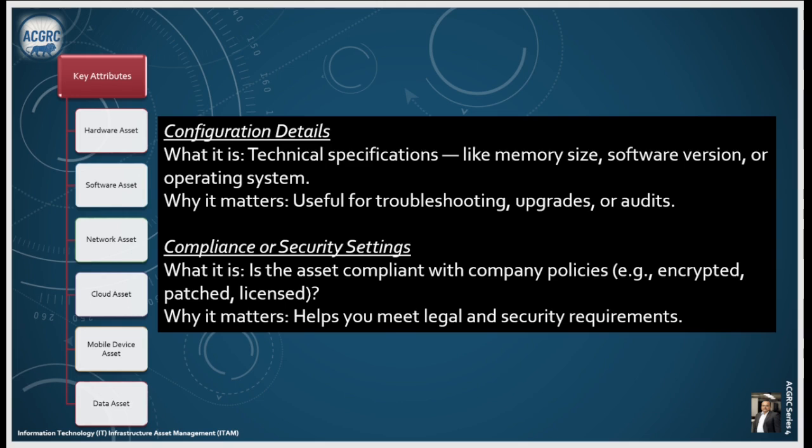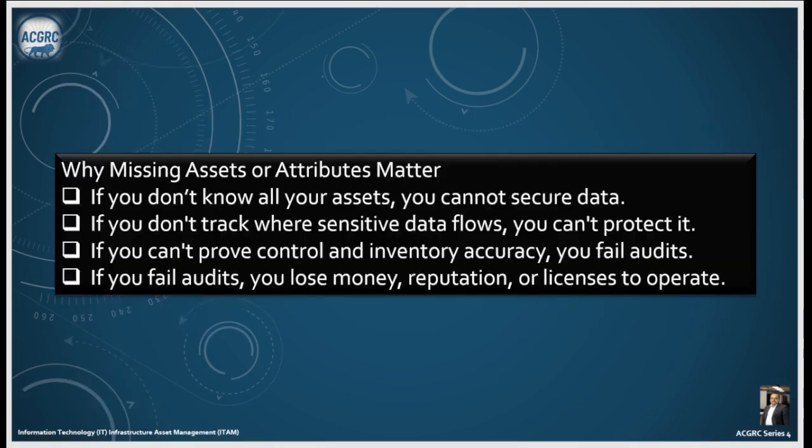And if you had completed part 1 of this video, you can correlate this. Now we come to why missing assets or missing an attribute of an asset matters. There are 4 key reasons. If you don't know all your assets, you cannot secure data. If you don't track where sensitive data flows, you can't protect it. If you can't prove controls and inventory accuracy, you fail the audits. If you fail an audit, you lose money, reputation, or license to operate in that environment or region. So that's in summary why missing an asset or missing an attribute is a no-no.